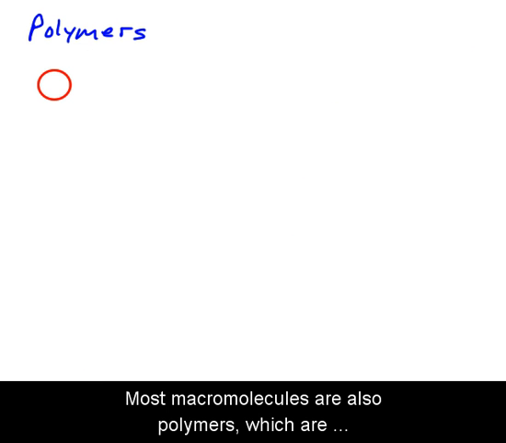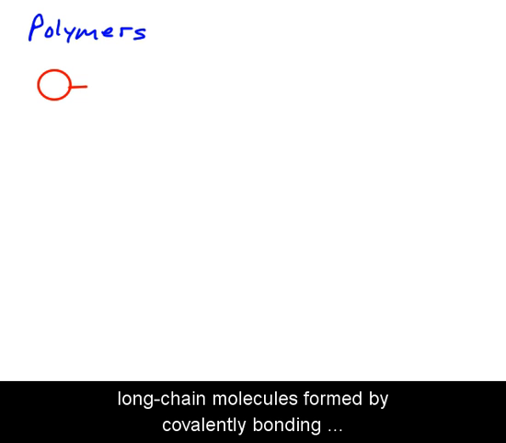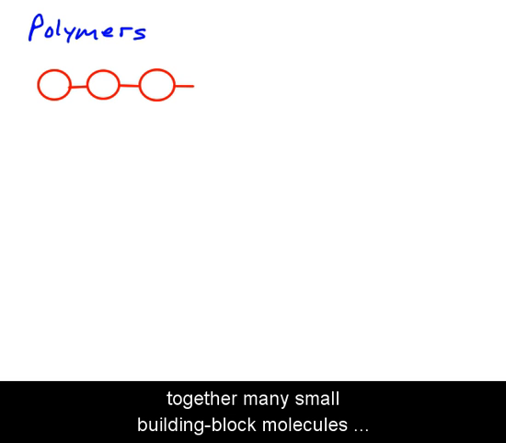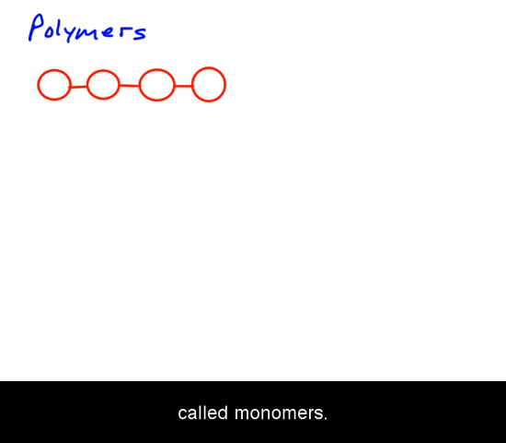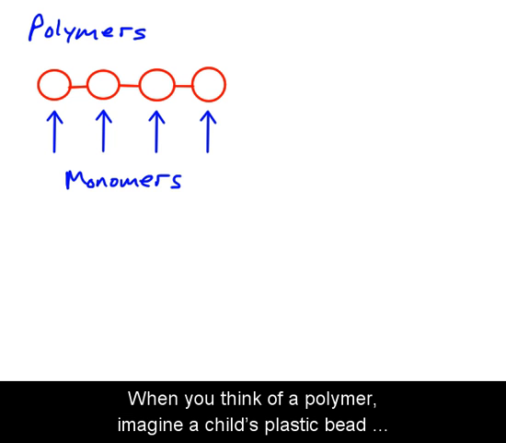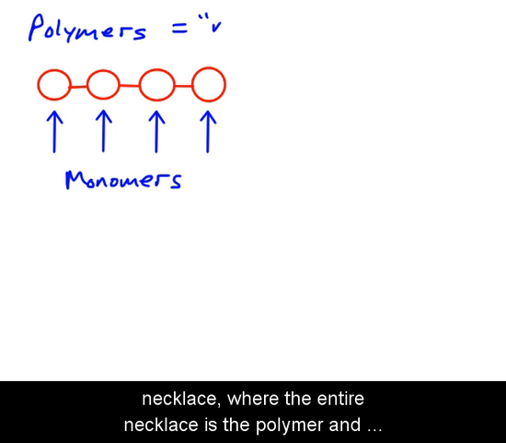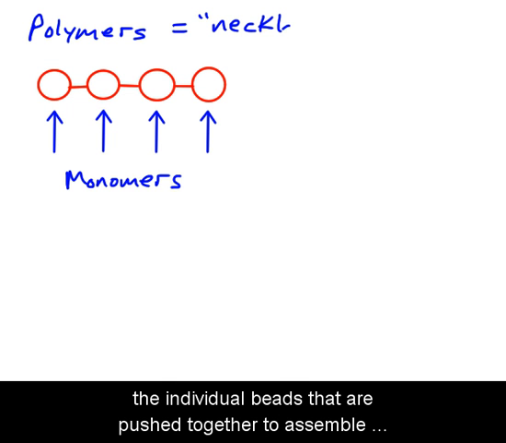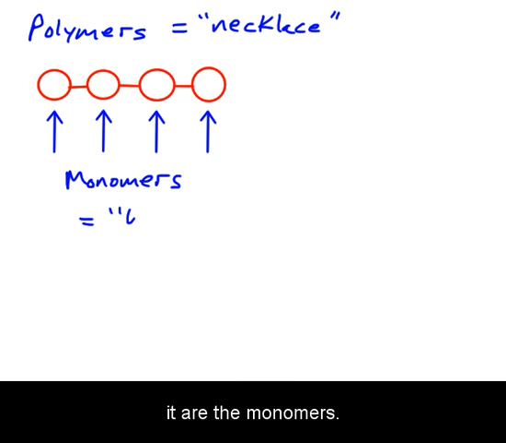Most macromolecules are also polymers, which are long-chain molecules formed by covalently bonding together many small building block molecules called monomers. When you think of a polymer, imagine a child's plastic bead necklace, where the entire necklace is the polymer, and the individual beads that are pushed together to assemble it are the monomers.